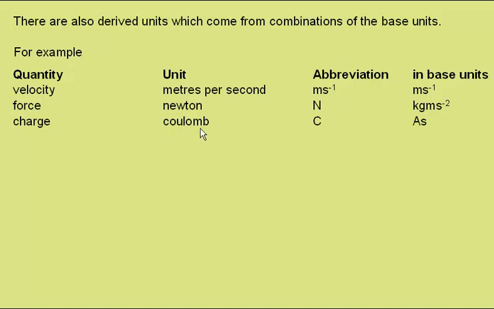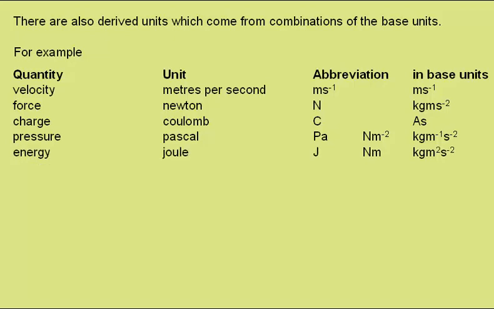Charge is measured in coulombs, abbreviation capital C, and that is equivalent to a current of 1 ampere flowing for 1 second. So a coulomb in base units would be an ampere second. Pressure is units of pascals, abbreviated to capital P lowercase a. Now a Pascal is a Newton per square meter, and a Newton previously we quoted as a kilogram meter per second squared, so the Pascal comes out as a kilogram meter to the minus 1 seconds to the minus 2.